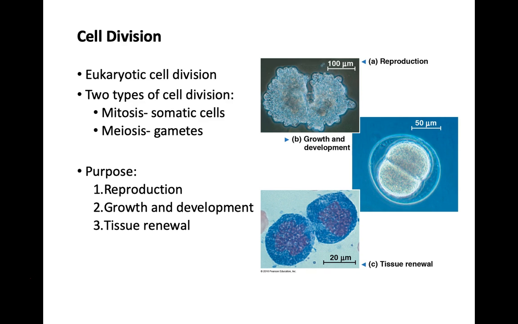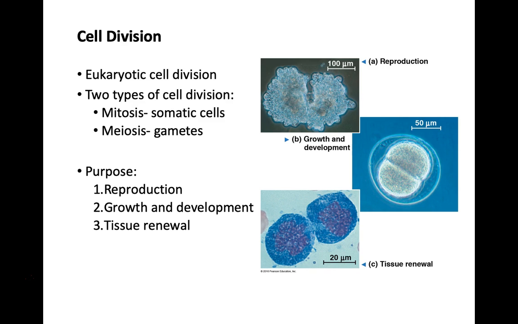And then we have a specialized type of cell division called meiosis. And meiosis is used to produce the gametes, so the sperm and the egg cells. And it's a slightly different process. The general idea is the same, but there are some key differences that make it specific for producing those sex cells.